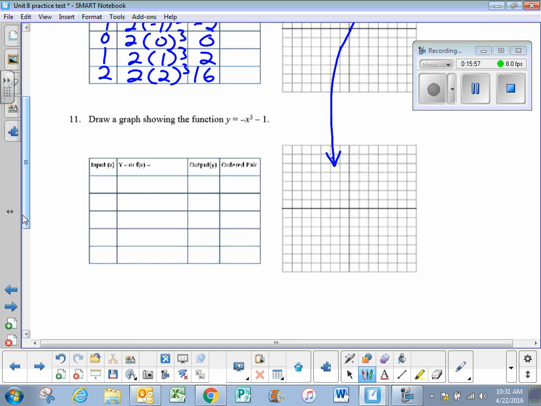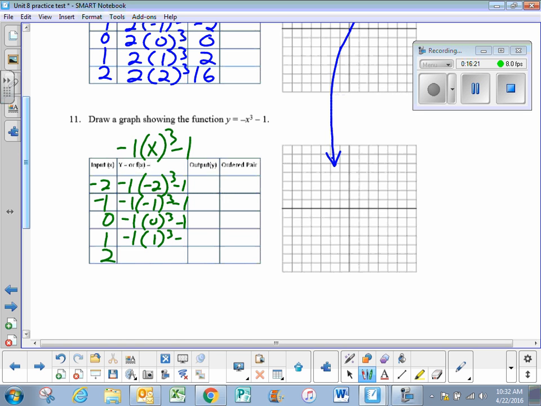Okay, -2, -1, 0, 1, 2. What were our outputs on this one, guys? Maybe I better do this one. Don't forget about the naked negative, right? Naked negative. Put some clothes on it. So we have -1 times (-2)³ minus 1. -1 times (-1)³ minus 1. -1 times 0³ minus 1. -1 times 1³ minus 1.